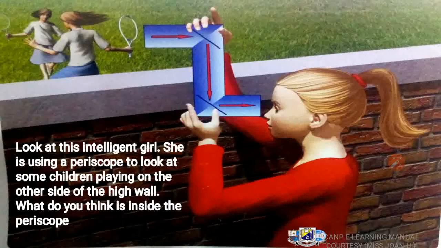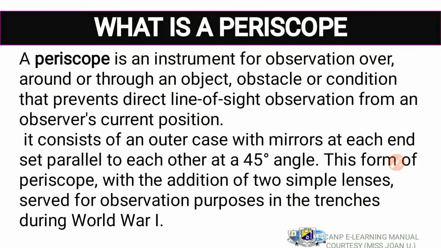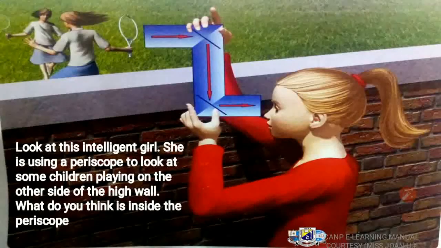I know you want to know what is a periscope. A periscope is an instrument for observation over, around, or through an object, obstacles or conditions that prevent direct line of sight observation from an observer's current position. What this means is that the periscope is an instrument that enables you to see where your eyes cannot see because of an obstacle, just as the fence is an obstacle to this girl. So the periscope allows you to see where your eyes cannot see.